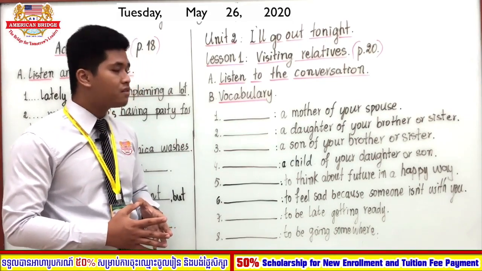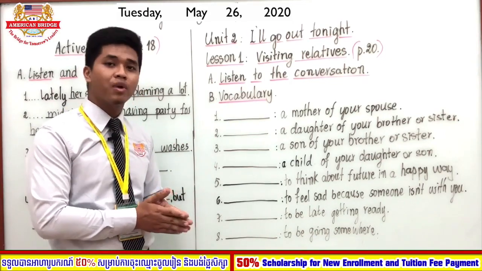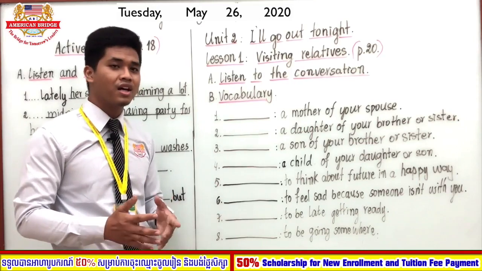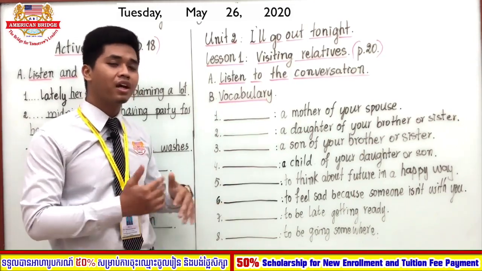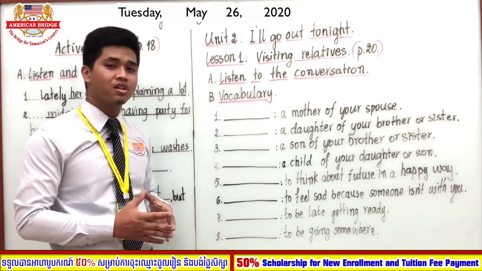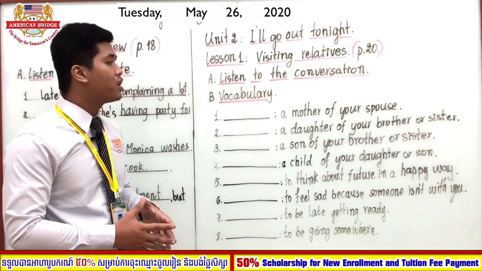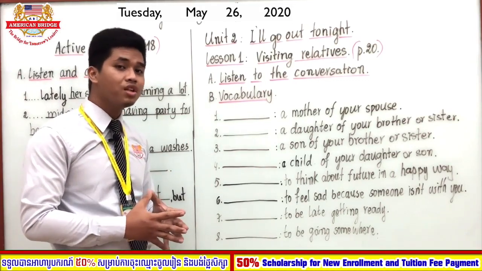And in this lesson there is some vocabulary about family, but we are not going to study mother, father, sister, or brother. That's simple, low-level vocabulary, but we will look at slightly more difficult words about relatives. And before we look at all those words, I would like to draw your attention to the conversation.